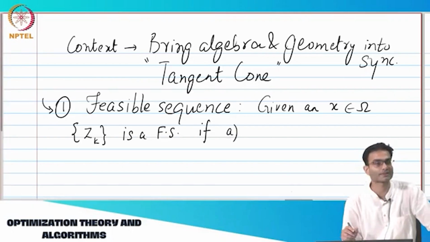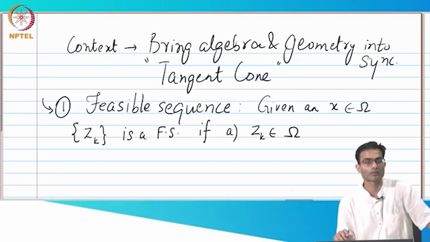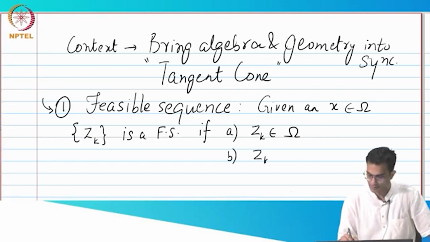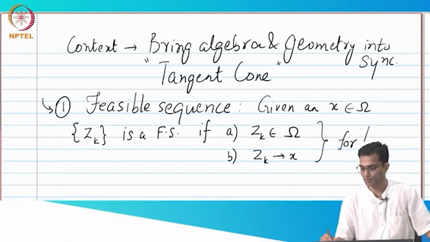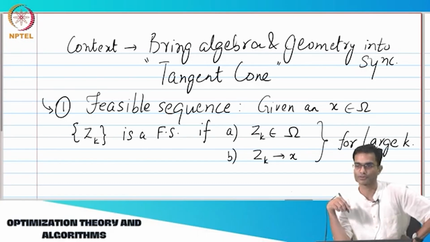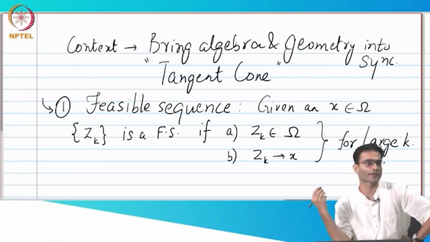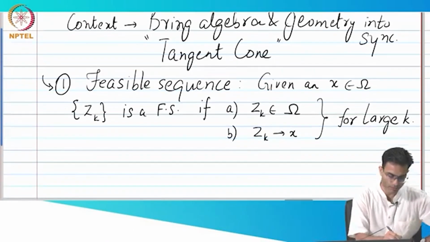It is a feasible sequence if two things happen. First, z_k belongs to the feasible set. The second is that z_k tends to this point x, but there is a small relaxation: we say this for large k. So this is the idea of a feasible sequence. What is it saying? To define a feasible sequence, I first need you to tell me what is the point x.